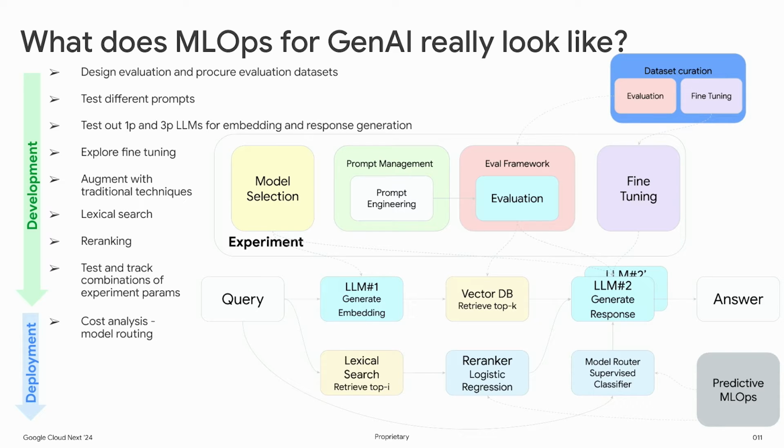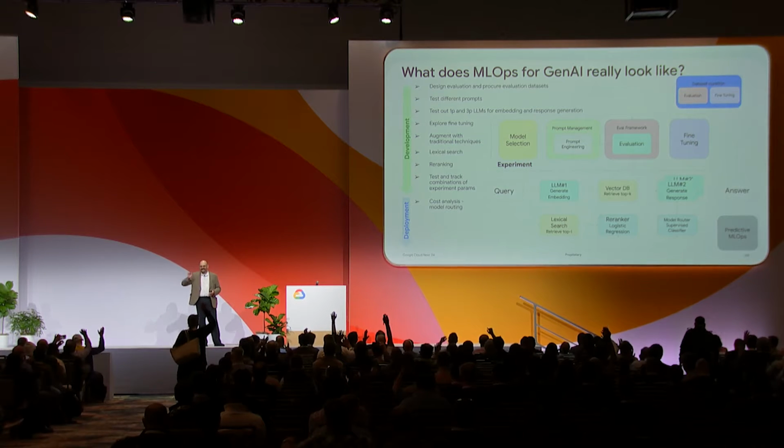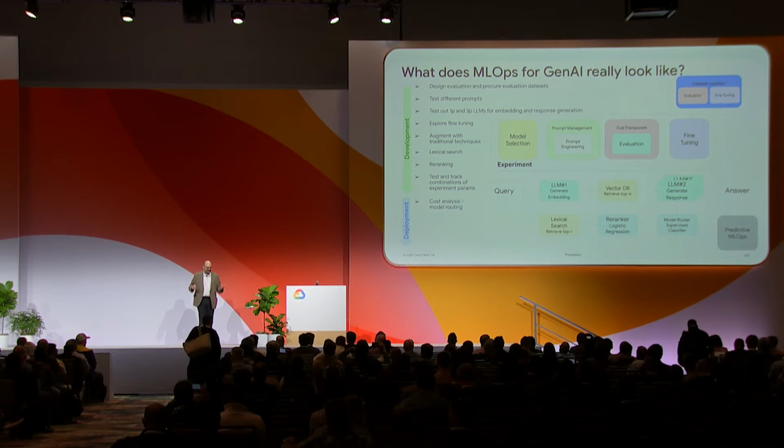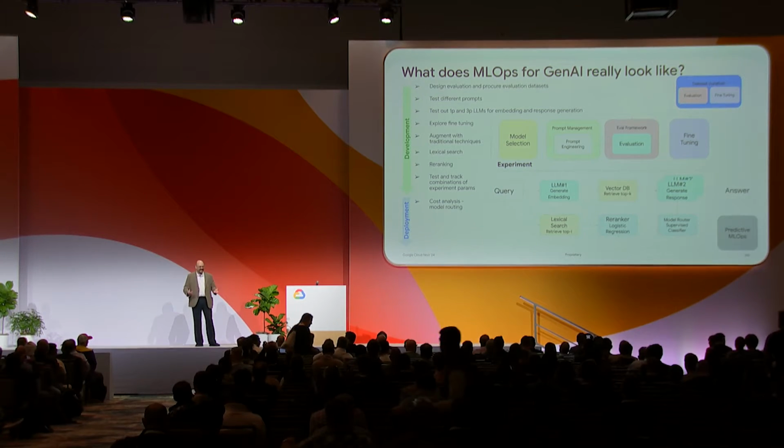And then when you finally want to put this into production, raise your hand if you think cost is an important factor in large language models. Yeah, a lot of you. So you're going to want to pick the best model for your use case that actually makes sense and is the most cost-effective. And you actually have to deploy this application.